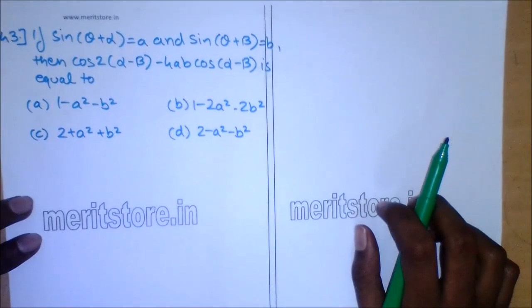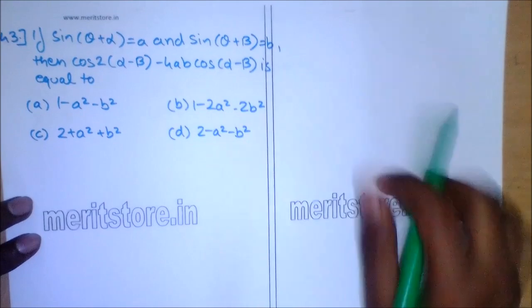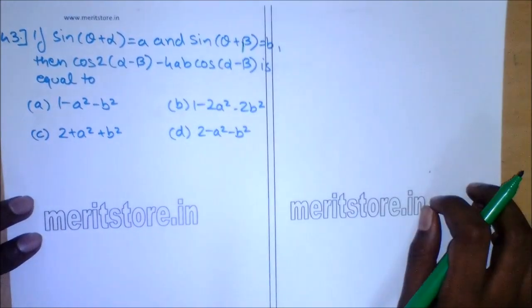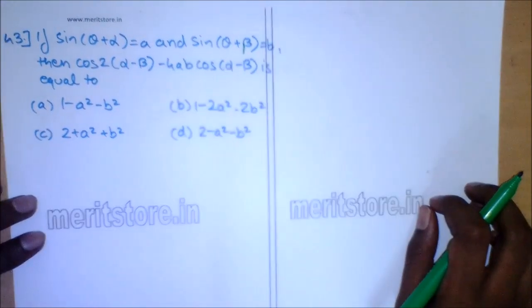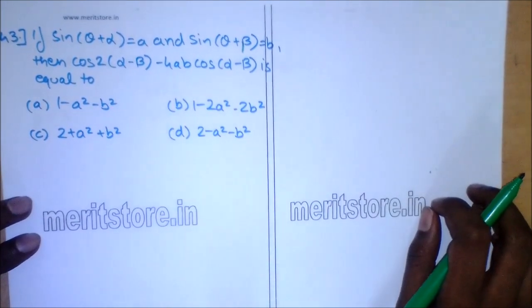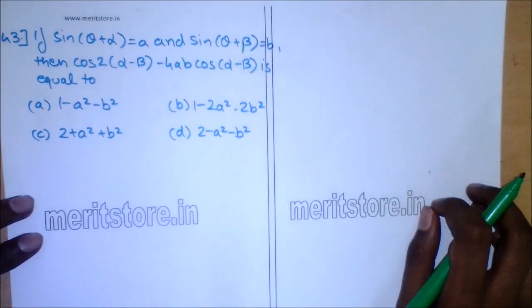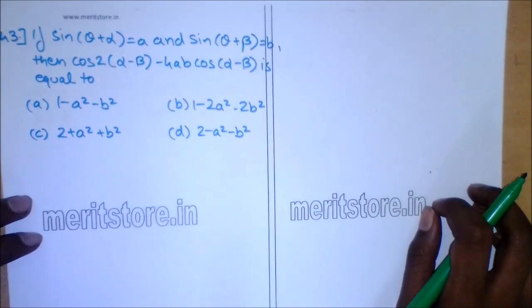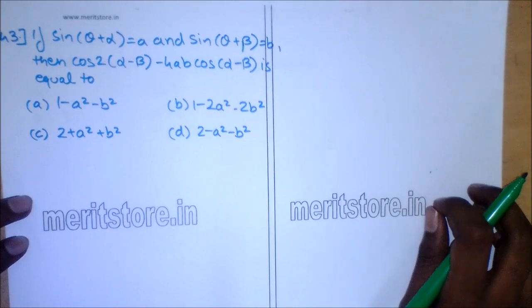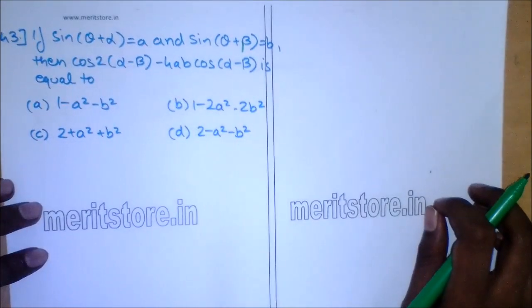If sine of (theta plus alpha) equals a and sine of (theta plus beta) equals b, then cos of 2 times (alpha minus beta) minus 4ab cos of (alpha minus beta) is equal to: option A, 1 minus a square minus b square; B, 1 minus 2a square minus 2b square; C, 2 plus a square plus b square; D, 2 minus a square minus b square.